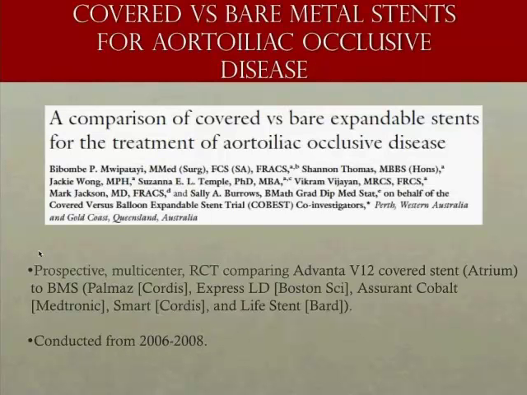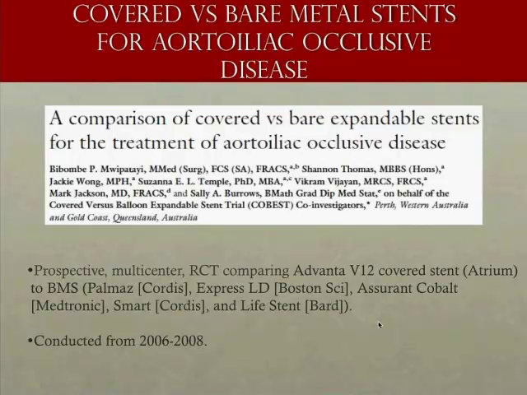So the most talked about, or one of the most talked about studies looking at covered versus bare metal expandable stents is the COBEST trial, which is a prospective multi-center randomized trial comparing the Advanta V12 covered stent by Atrium to bare metal stents. And it wasn't just one bare metal stent that was used, but a heterogeneous population of multiple stents used within the study, including stents by Cordis, Boston Scientific, Medtronic, Cordis, and Bard.